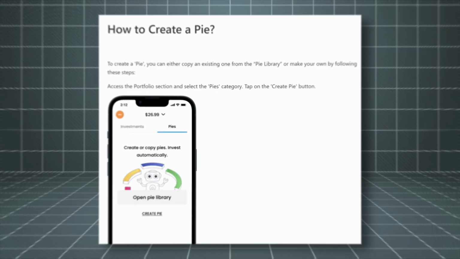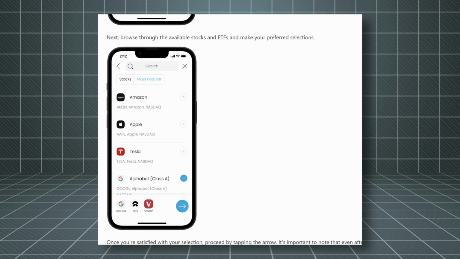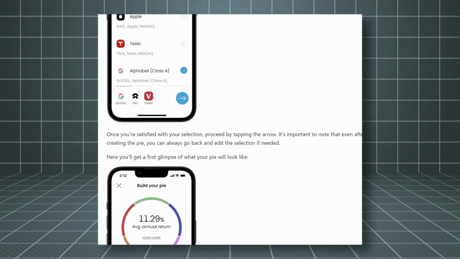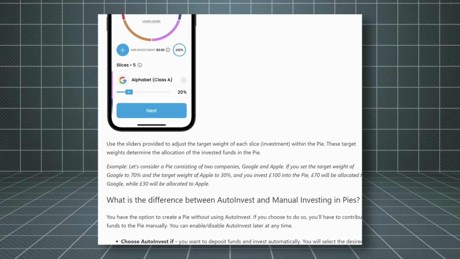Moving on to what I have chosen for my portfolio in this ISA, Trading 212 allows you to create pies, and these pie charts are an intuitive way of looking at the proportions of your portfolio. You can also opt to share your pie with others, and you can look at other people's pies for inspiration.